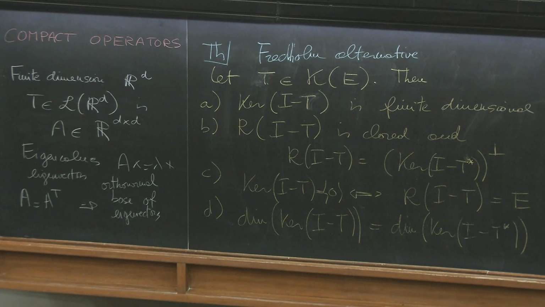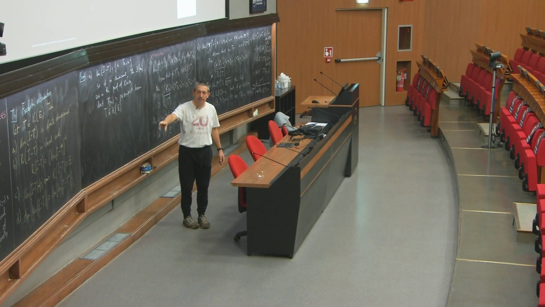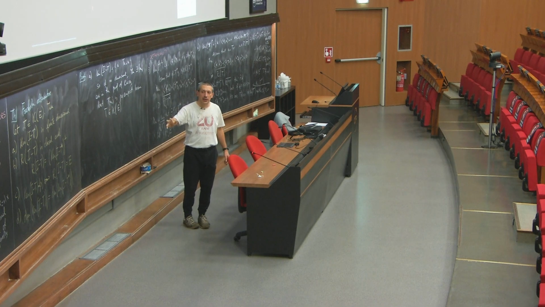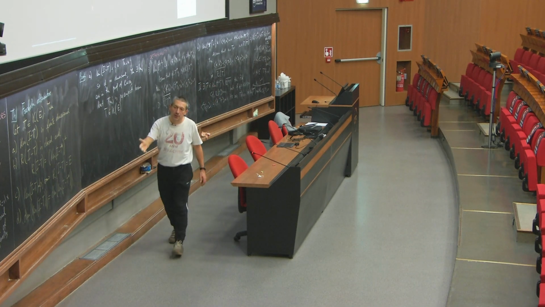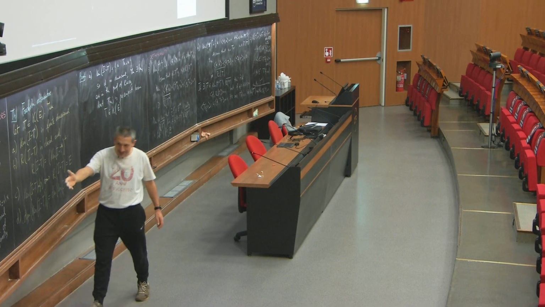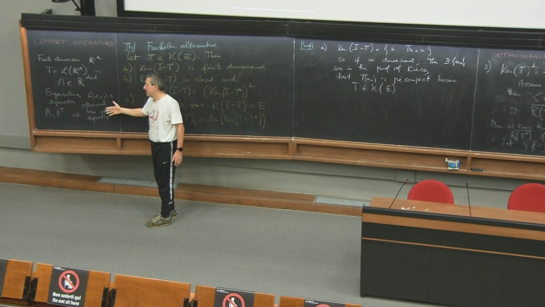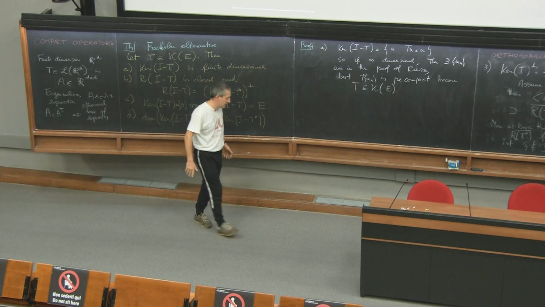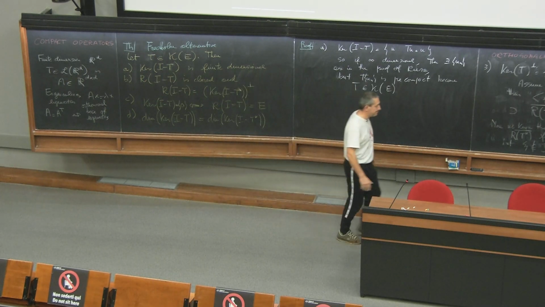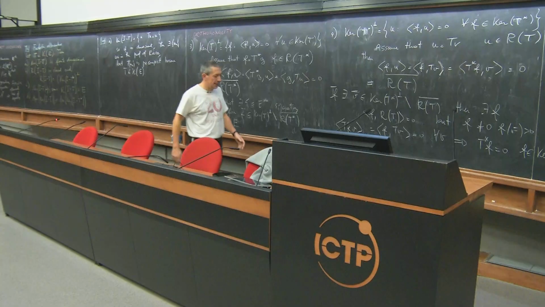So next time, we conclude the proof with the last 3 points, and we will do what are the nice properties for compact self-adjoint operators. And that's it.